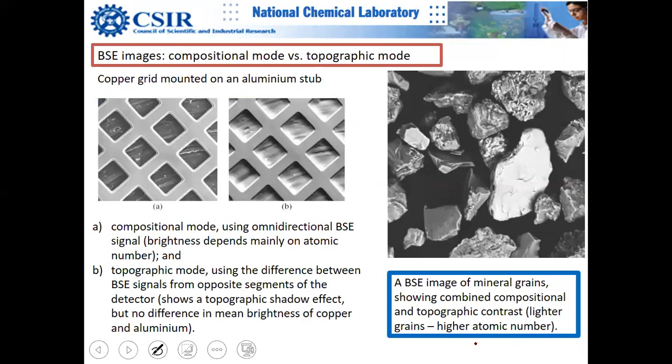These slides were not there in the earlier lectures, so this time I thought to include them. And there are more and more examples to bore you here. If you want to get bored, you can see that this is again a copper grid mounted on an aluminum stub. You can see the omnidirectional signal here, and it's in topographical mode.